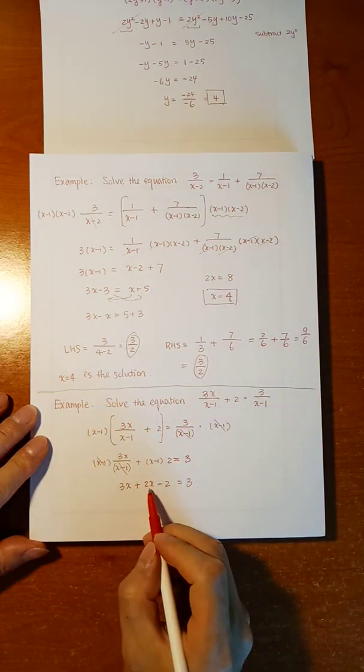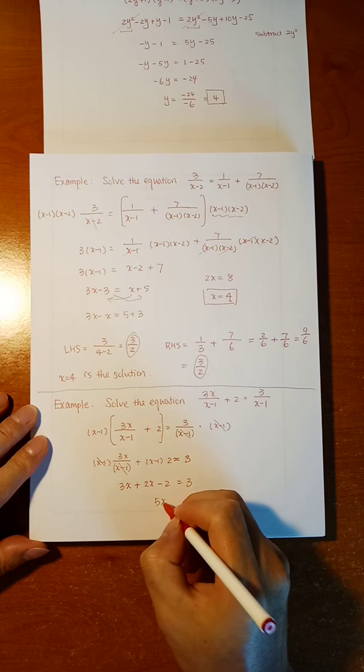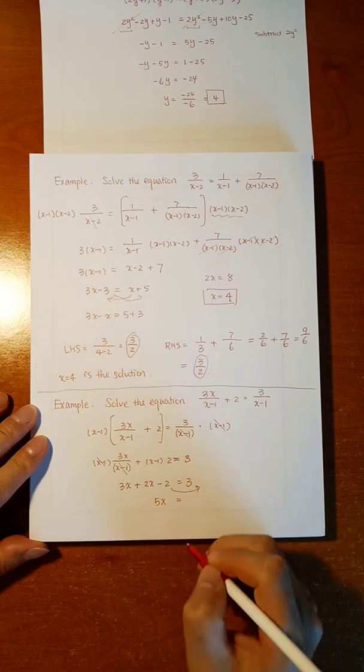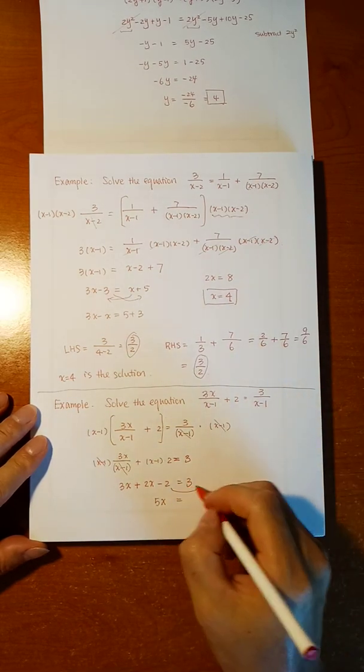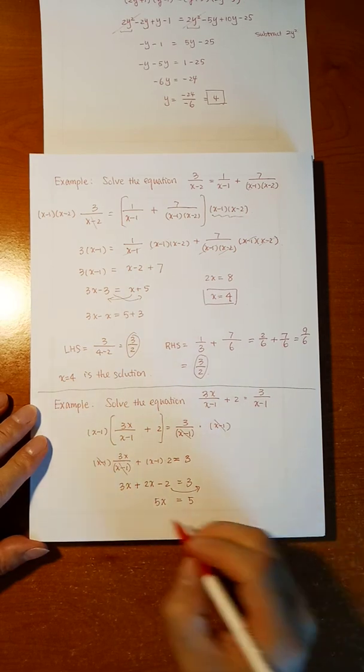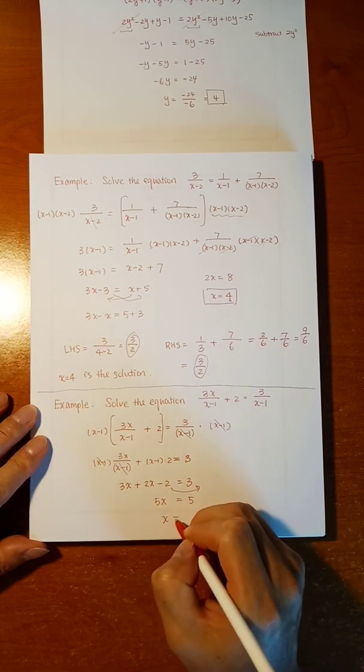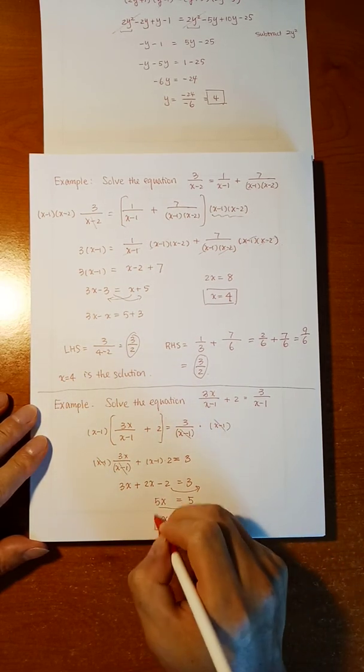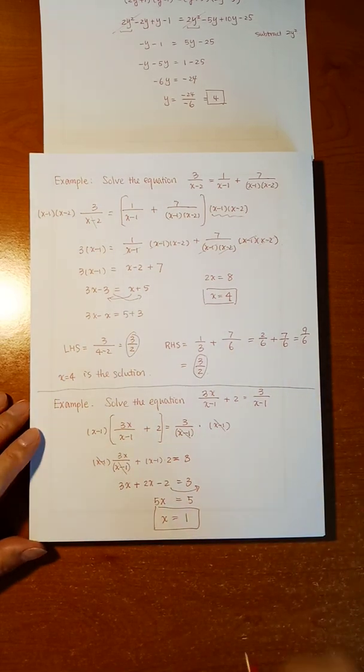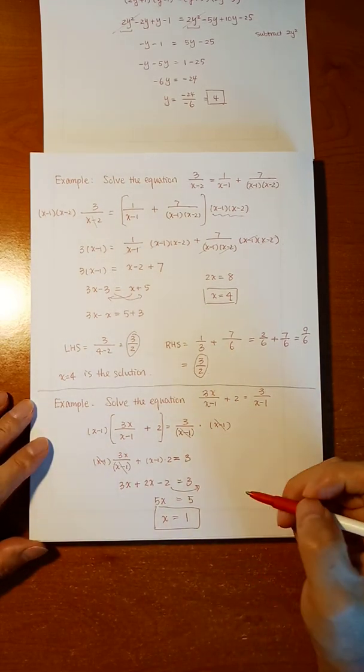And then 3x plus 2x is 5x. Negative 2 moves to the right side and becomes plus 2. 3 plus 2 is 5. 5x is 5, so x is 1. Remember, you have to check it.